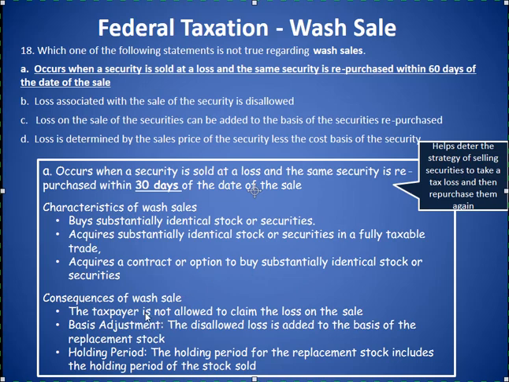Now, the consequences of a wash sale. The taxpayer is not allowed to claim the loss on the sale. In terms of the adjustment of cost basis, the disallowed loss is added to the basis of the replacement stock. So your cost basis is the cost of your stock plus your loss. In effect, it's basically deferring that loss into the future.